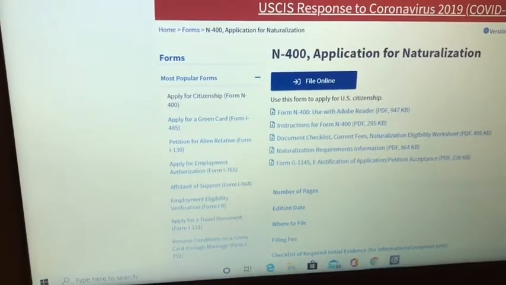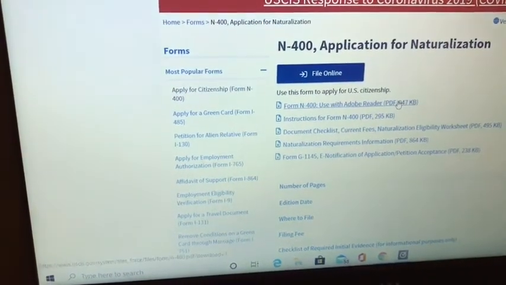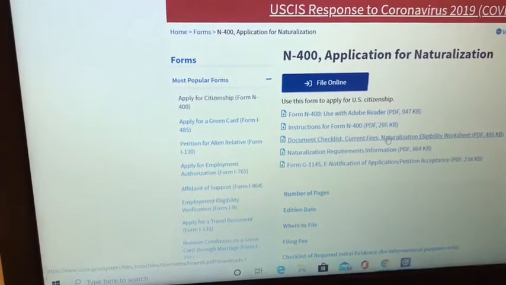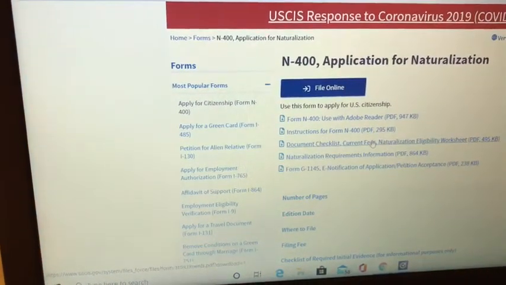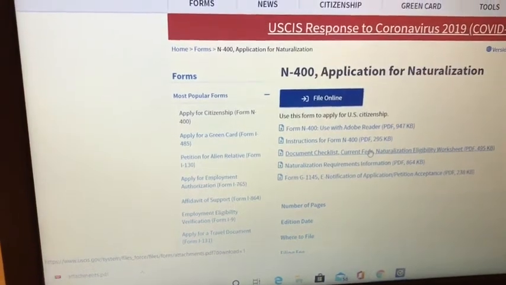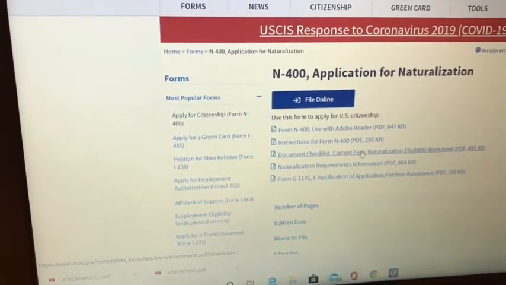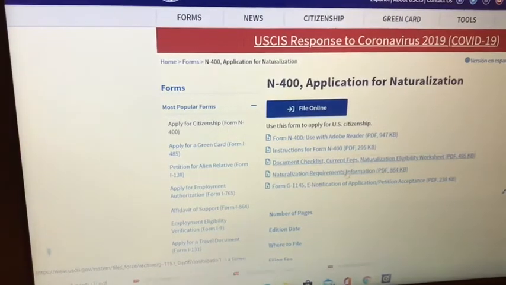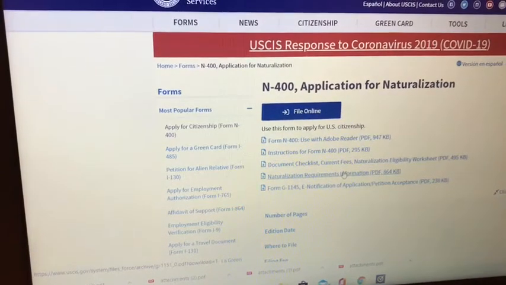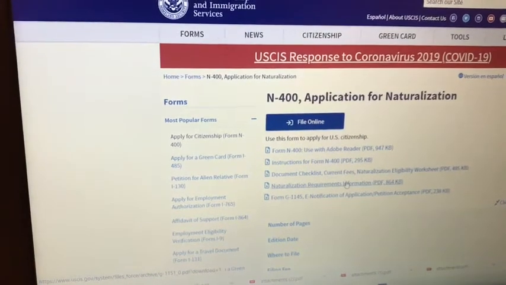On this page, you'll see that not only do you find the application for the N400, but you'll also be able to find the instructions that'll help you complete this form. The other thing that you'll find that is super helpful is the document checklist. It gives you an opportunity to double check that you have all the necessary documents, the verification, the fees, and it just puts it all in a very easy place for you to find. And it also has information about the naturalization requirements page. All of these are going to be forms that you can download onto your computer and print.